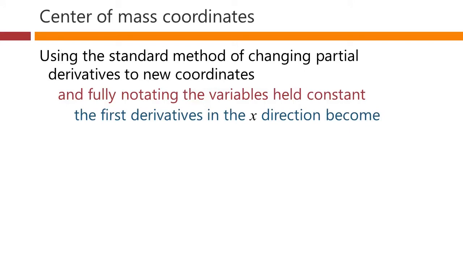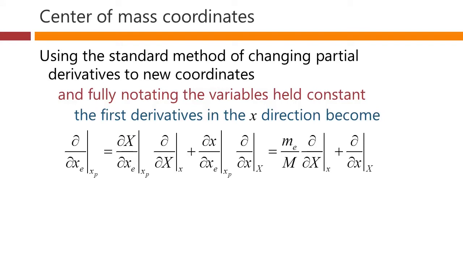And we're going to do this first for the first derivatives in the x direction. So now the derivative with respect to the electron position with the proton position held constant, we could formally write in the following expression here. And this is a standard expression for changing from one coordinate system to another. So we have d by d capital X with little x held constant multiplied by d capital X by d xe at xp held constant, and similarly for the little x.